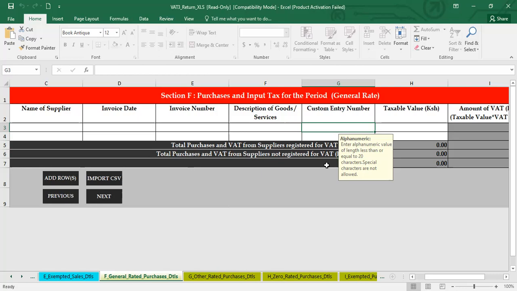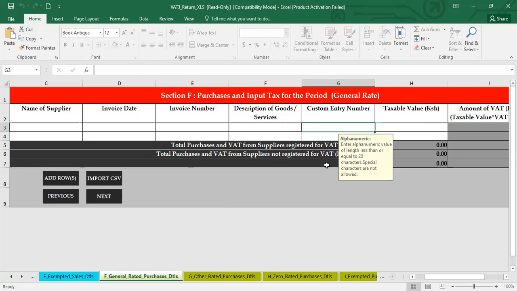What if I'm importing goods? Wherever you are importing goods from, you are given an invoice, and that invoice must have a number. That number is what you enter here. You only recognize the purchase, not the insurance and the freight of goods, not the customs or the tax or anything.